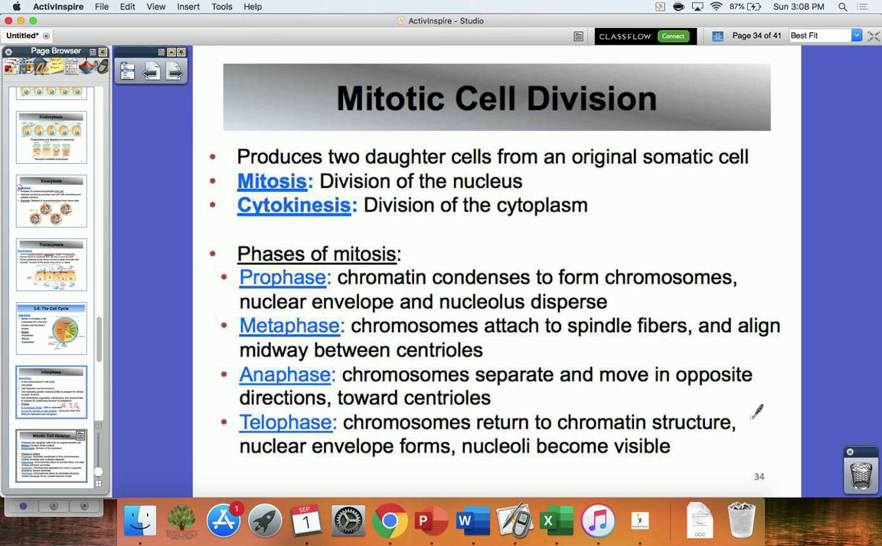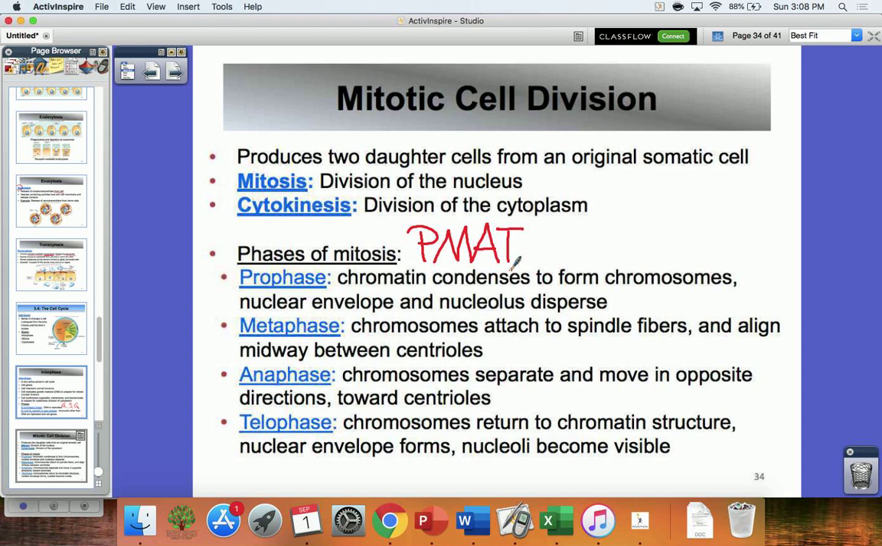From the parent cell, we'll eventually have two daughter cells. And so the phases of mitosis, you probably have heard of the acronym PMAT, so that you can remember them in order: prophase, metaphase, anaphase, and telophase. Very briefly, prophase is where chromatin is going to condense and form chromosomes.